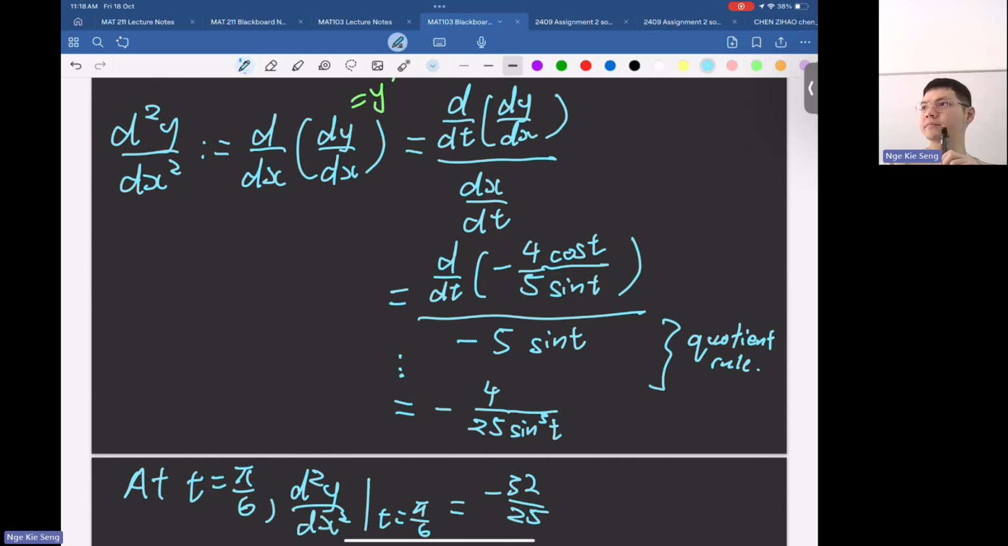Any questions so far? Is it clear? Clear. So for the second derivative of y with respect to x, you can apply what you know about the first derivative.